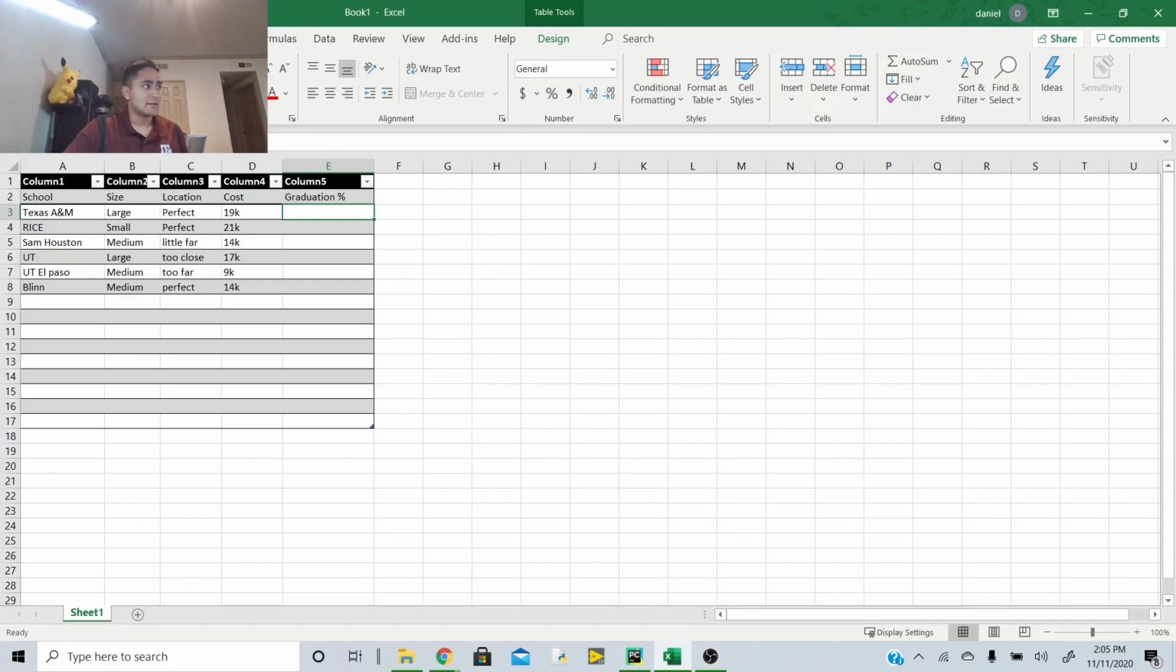And again, this is easy. Just look up Texas A&M. It's 80% graduation. Let's look at Rice. Rice graduation rate is 93. So people are going there, they're graduating, and most likely getting jobs. University of Houston's 58%. So let's look up UT. UT is 80 as well.